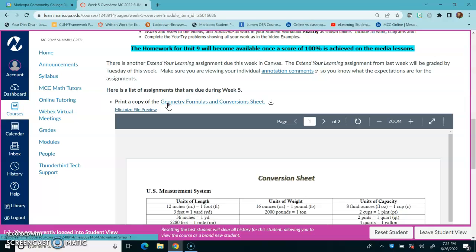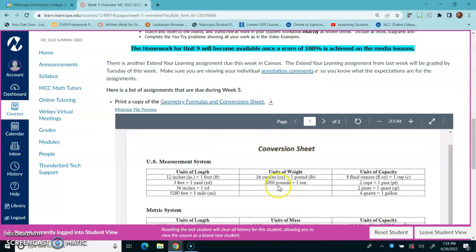So you definitely want to have it in your notebook, an actual piece of paper that you've printed, and have it with your notes so you're used to using it. So by the time the exam comes around, you're comfortable using it and you know exactly where to find everything.